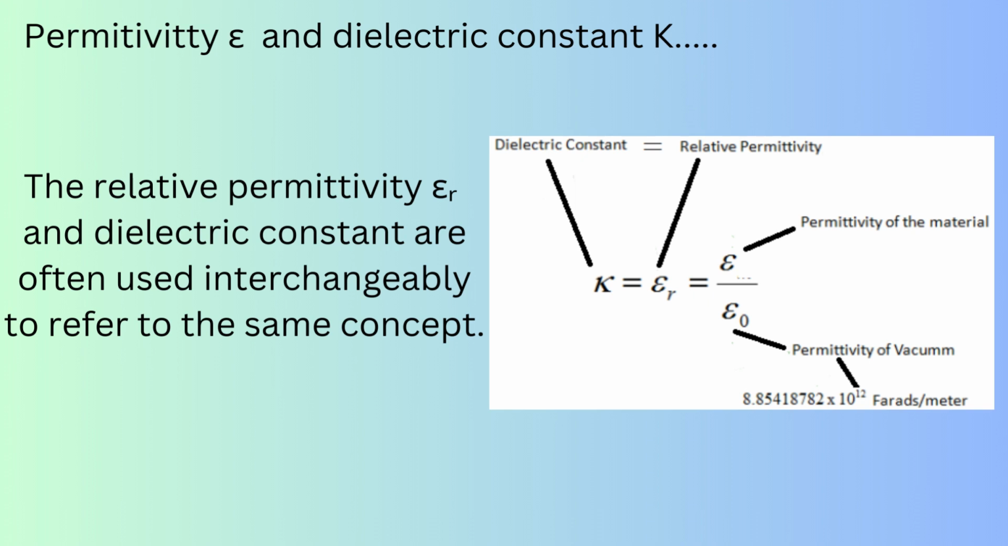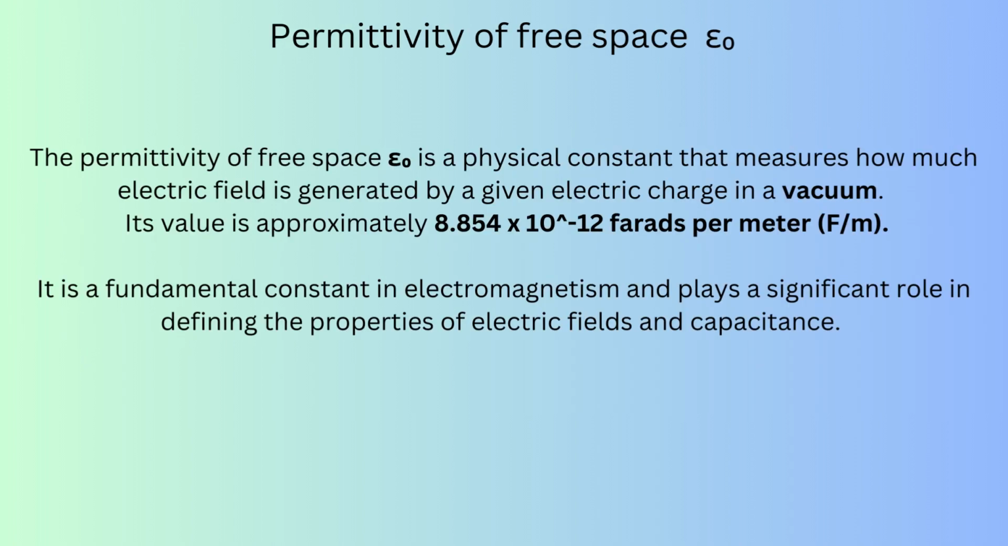Relative permittivity and dielectric constant are often used interchangeably to refer to the same concept. Now we will see what is permittivity of free space. The permittivity of free space, epsilon zero, is a physical constant that measures how much electric field is generated by a given charge in vacuum.